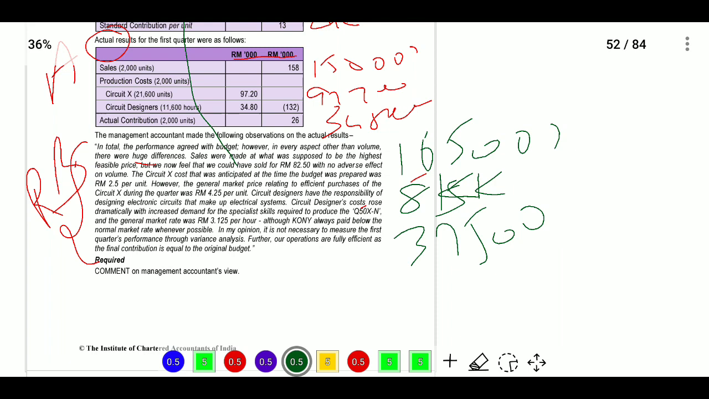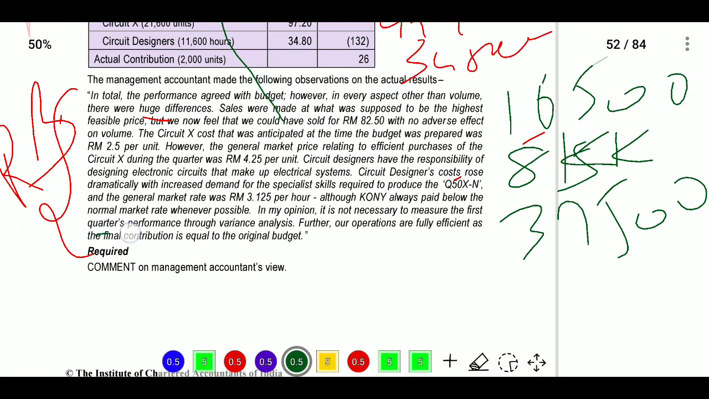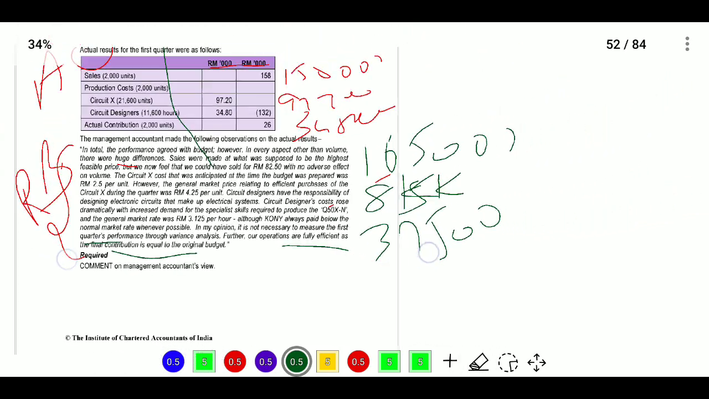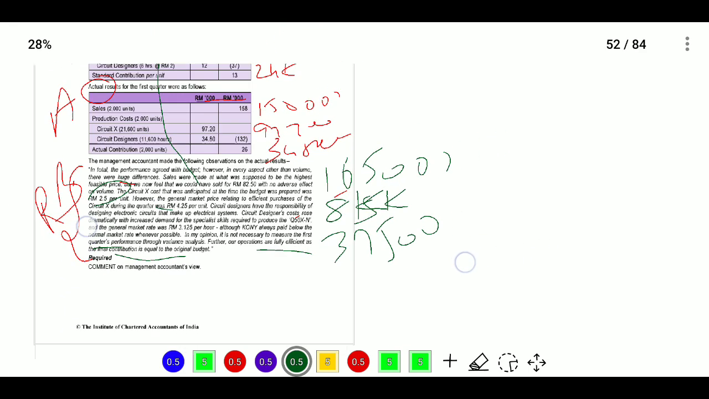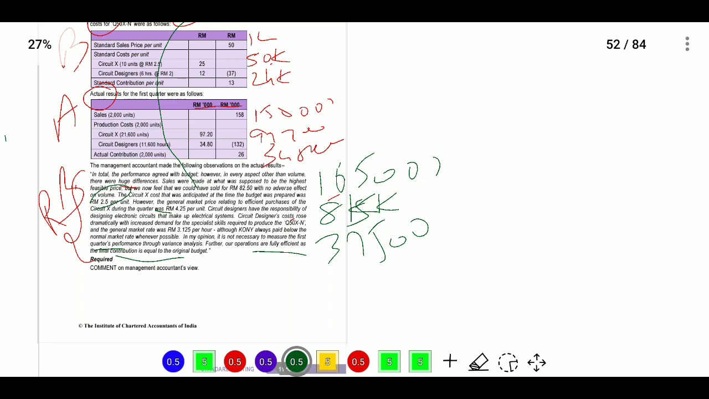Next, the company always pays below the normal market rate whenever possible. In my opinion, it is not right to measure the first quarter performance through variance analysis. Further, our operations are fully efficient and the final contribution is equal. Okay, now here they provided 4.25 and 2.5, it will not change. So the price variance for X will be 2.5 minus 4.25 and quantity we will take.